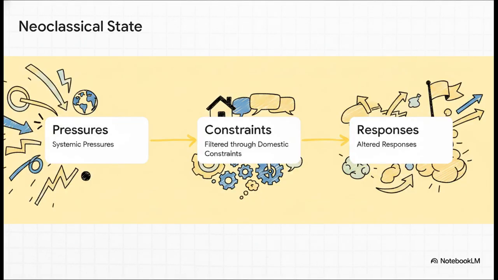Let's walk through this structured cause and effect chain to see exactly how neoclassical realism bridges that gap. Step 1. Systemic pressures push on a country from the outside. We're talking things like shifting global power. But then, step 2, those pressures are filtered through domestic constraints. So the pressure hits the state, but then domestic politics, budget fights, and leadership perceptions get involved. And finally, step 3, this whole filtering process leads to altered responses. The country's final action isn't just a math equation, it's a messy mix of external pressure and internal reality.